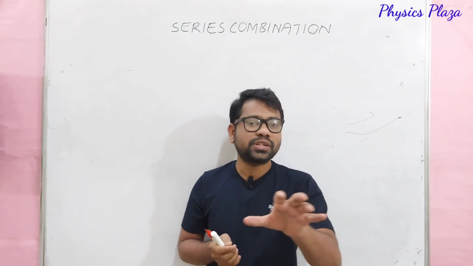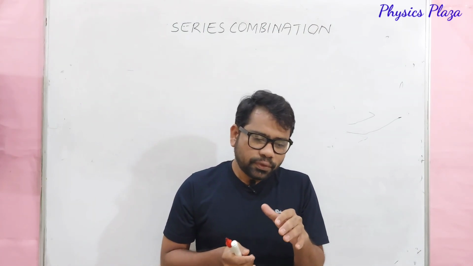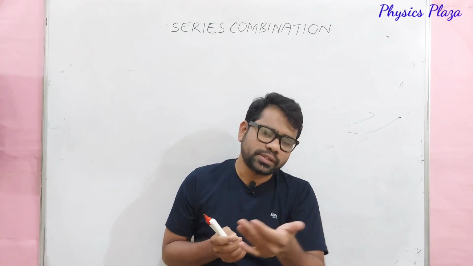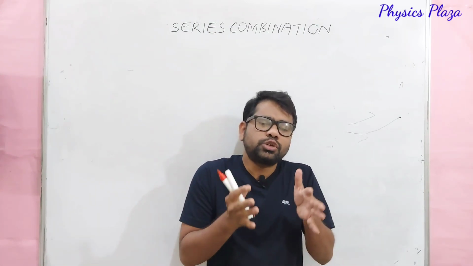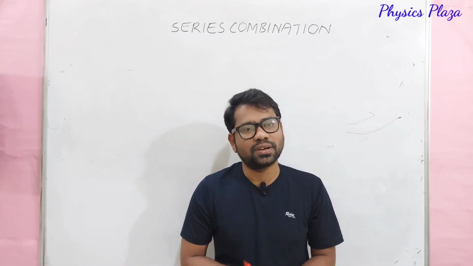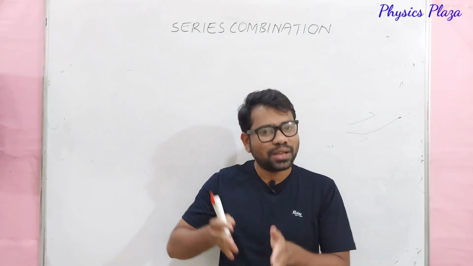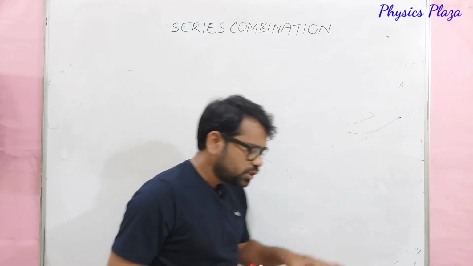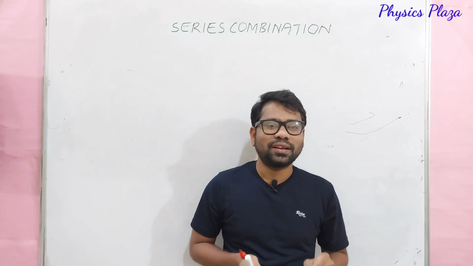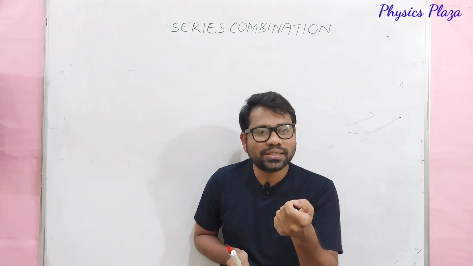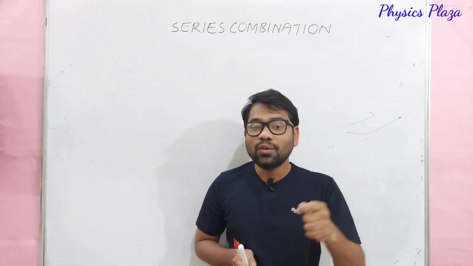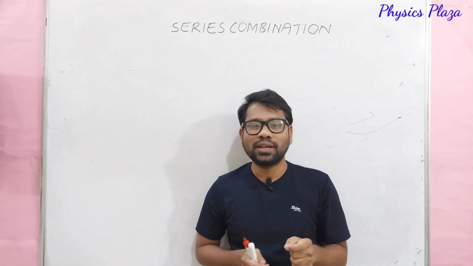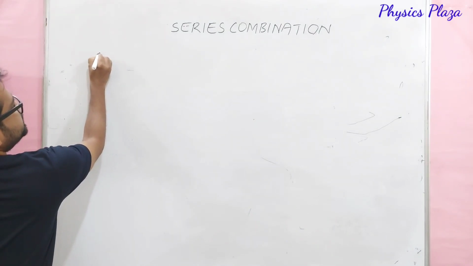So, combination of resistors. Children, if two or more resistors are given, we can have two types of combinations. One is series combination, another is parallel combination. First let us learn about series combination. So dear children, what is series combination? When can you say that 2 resistors are connected in series, and what is the resultant resistance of a series combination? So let us consider 2 resistors.